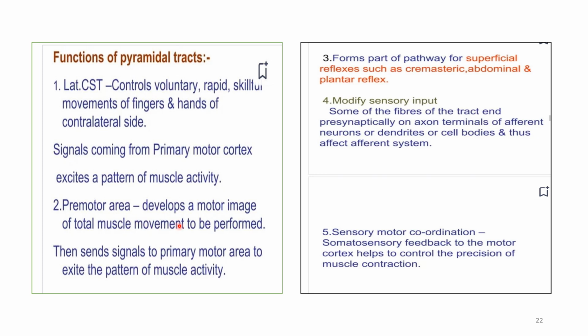So in the premotor area, a motor image will be formed. Then this will be transmitted to the primary motor cortex. Then it forms a part of the pathway for superficial reflexes such as cremasteric, abdominal and plantar reflex. And the fourth one is that it can modify the sensory input. Some of the fibers of the tract end presynaptically on axon terminals of afferent neurons or dendrites or cell bodies, and thus they can affect the afferent system also. So they can modify the sensory input also. And sensory motor coordination: the somatosensory feedback to the motor cortex helps to control the precision of the muscle contraction.